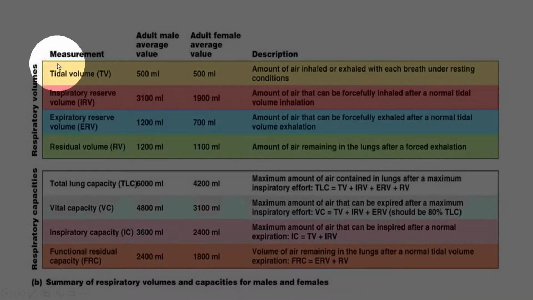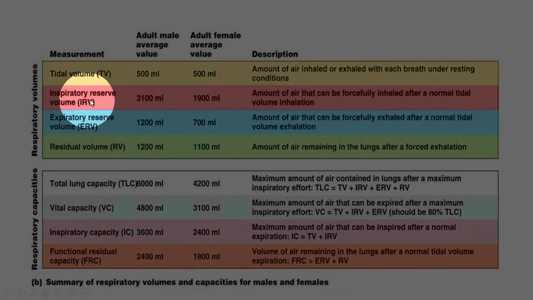So what are these types? First of all, we will look at the respiratory volumes, and then we will look at the respiratory capacities. Lung volumes include tidal volume, inspiratory reserve volume, expiratory reserve volume, and residual volume. As you know, the tidal volume is the amount of air inhaled or exhaled with each breath under resting condition, and its amount is about 500 ml in male and 500 ml in female.